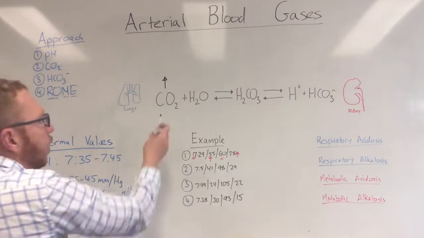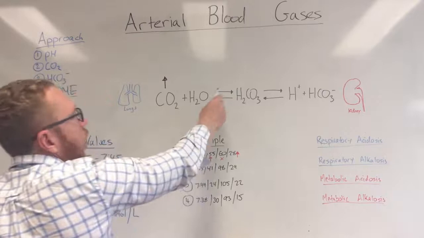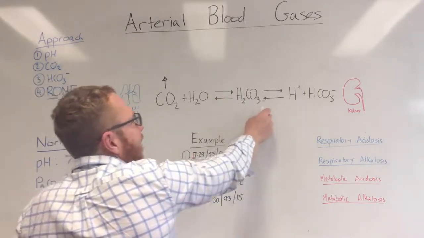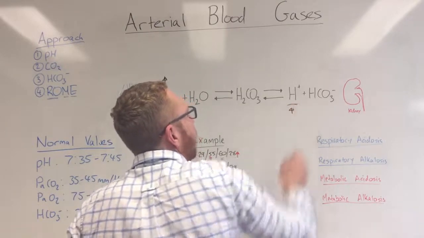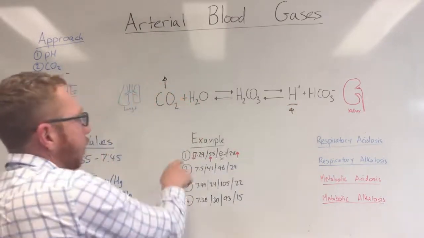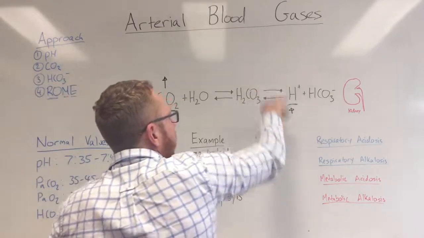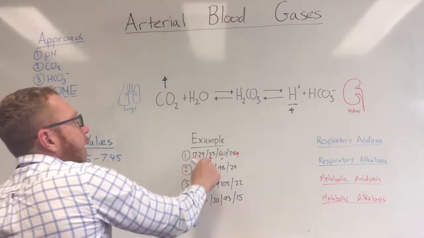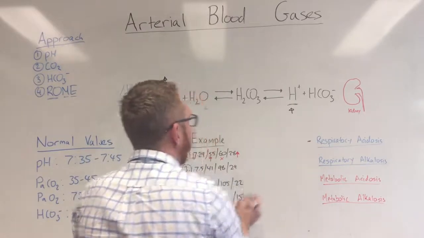pH is low. And we know that if you have high CO2, it adds with the water, which then makes bicarbonic acid, which then would equate to a high amount of hydrogen. And this is why this particular person has got a low pH, because we know as the hydrogen goes up, the pH goes down. So this person would be in respiratory acidosis, which is this one here.